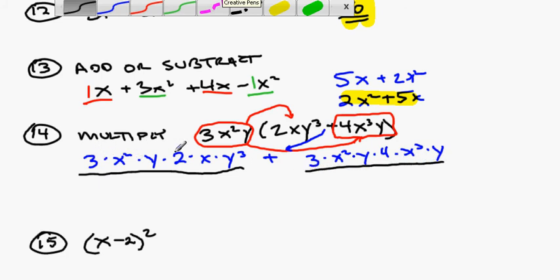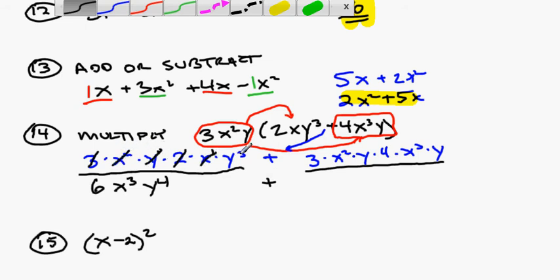So I have 3 times 2 is 6. Okay, x squared times x to the first. When the variables are the same in multiplying, we add their exponents. So 2 plus 1 is 3. So this is x cubed, and y to the first times y cubed would be y to the fourth. Okay, come over and do the same thing here.